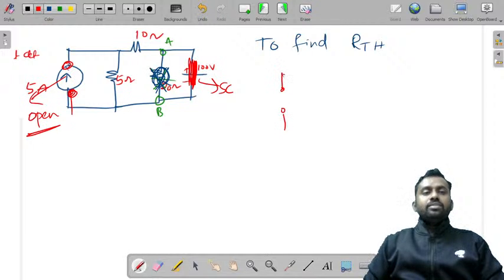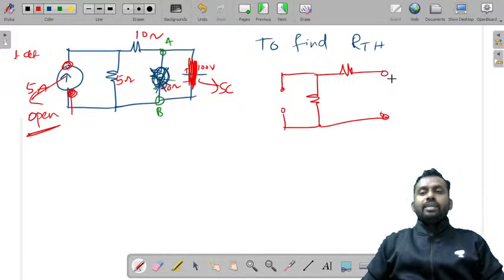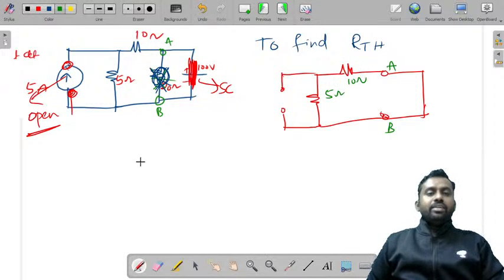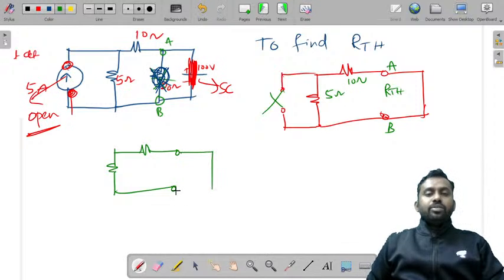So let me redraw for your convenience. This is open, you need not even represent it. This is the resistance, this is the other resistance, this is open again because we are removing the load and marking the terminals, and this is a short again. Now if you see, this is A and B, this is 5 ohms and 10 ohms. Let me redraw it once again. So this is 5, you need not draw this simply, and this is RTH. So there is a short circuit across this A and B.